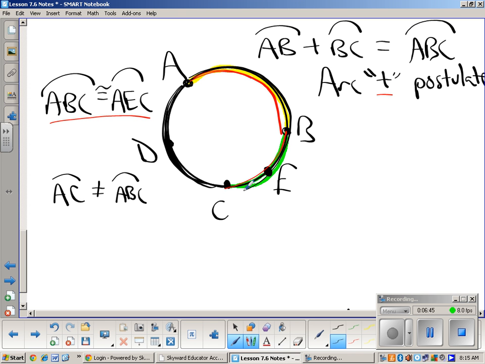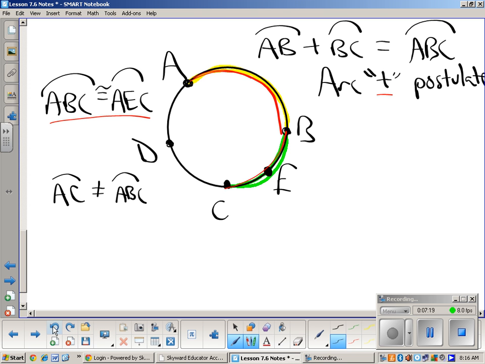So if the arc is less than 180 degrees, then we use two letters to name the arc, just the endpoints of the arc. If the arc is more than 180, then we have to use 3. Okay? Any questions on that? A major arc means it's what? More than 180, and a minor arc means less than 180. No 90s involved in arcs. Okay? We don't have right arcs.